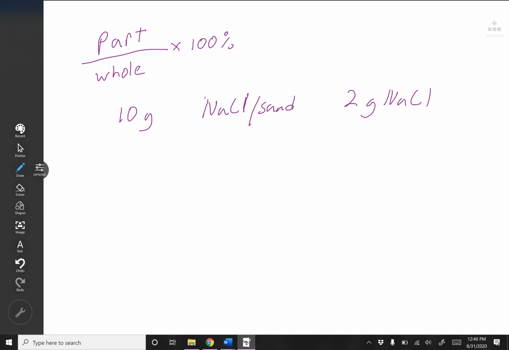And suppose I want to know what percentage of this sample is table salt. So I'll take the part, the 2 grams, which is my part since that's what I'm interested in, over the whole. The whole sample is the 10 grams, times 100%.